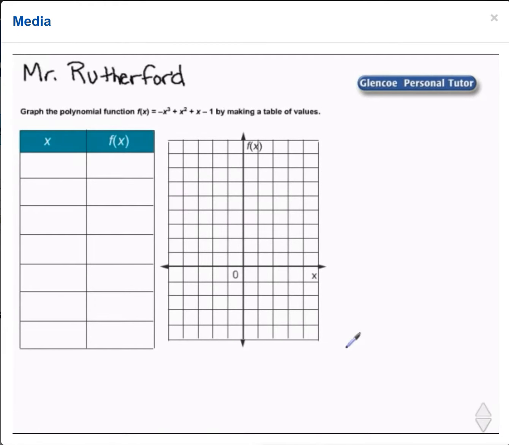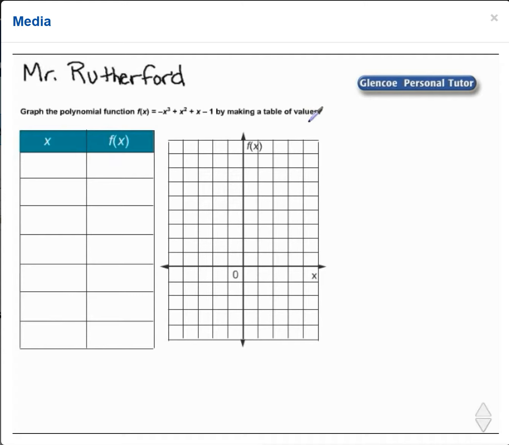In this problem, we will learn to graph a polynomial function. Graph the polynomial function f of x equals negative x cubed plus x squared plus x minus 1 by making a table of values. So it instructs us here in this problem to graph the polynomial function that's given, and we need to do so by making a table of values.